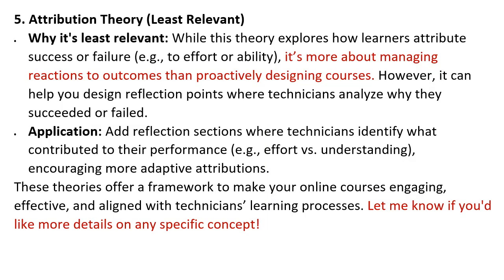And this is what really has been mind blowing about ChatGPT 4.0: it's remarkably capable of choosing why something's least relevant. Attribution theory, it's more about managing reactions to outcomes than proactively designing courses. But it can always find some connection with each student's context. And this is tremendously valuable, I think, for creating learning environments and fostering learning that is likely to transfer readily and widely. Notice there it says, let me know if you'd like more details.